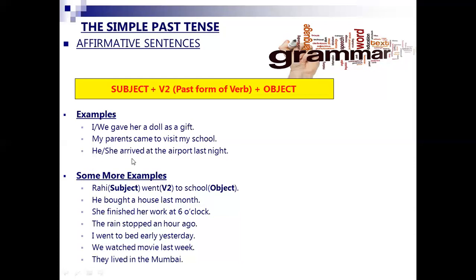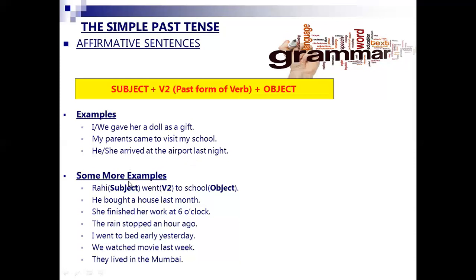Understood? The next example is: She arrived at the airport last night. Here the subject is third person singular, yes, she. Arrived is V2, the past form of arrive. At the airport last night comes under object. Yes, subject, V2 and object.